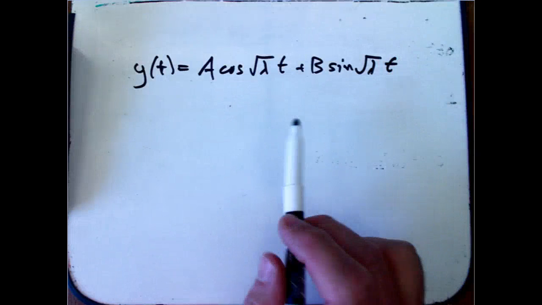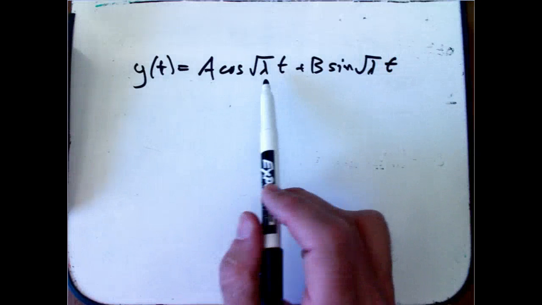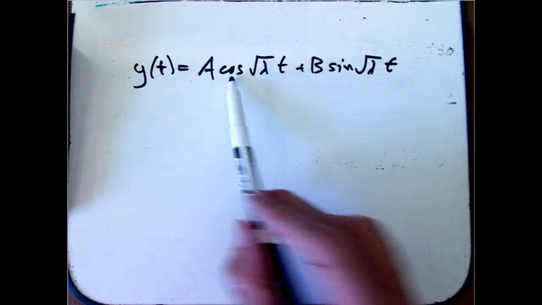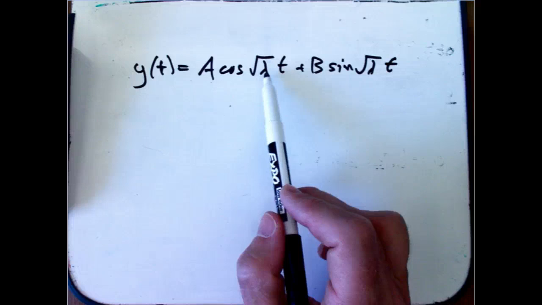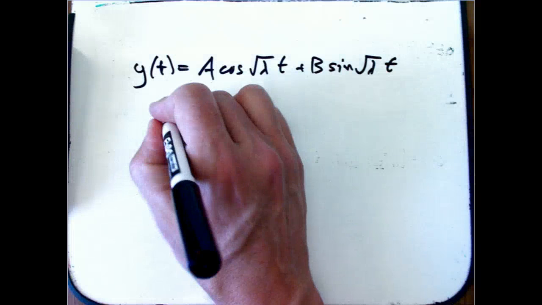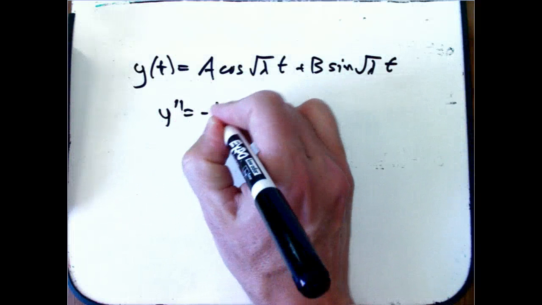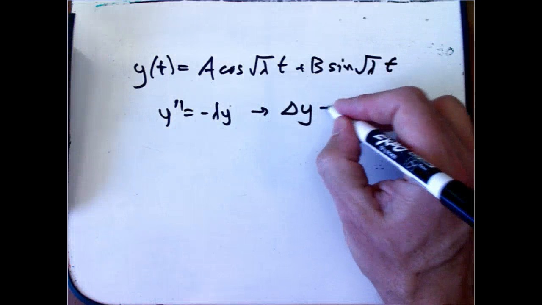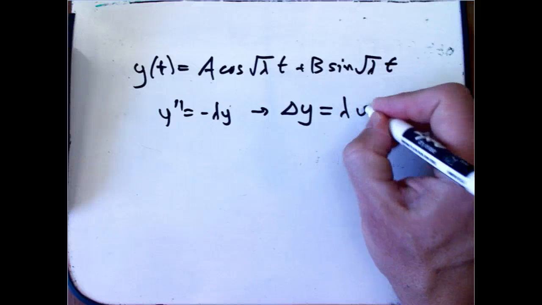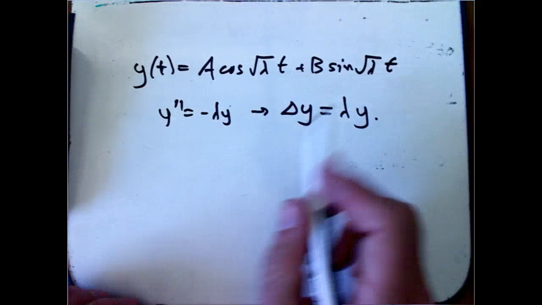Okay, and you can check that if you take the second derivative of this, you get a minus, because that's how cosine and sine work when you take second derivatives, and then root lambda comes out twice, you get a minus lambda. This does satisfy y double prime is minus lambda y, or in other words, this delta y is lambda y.